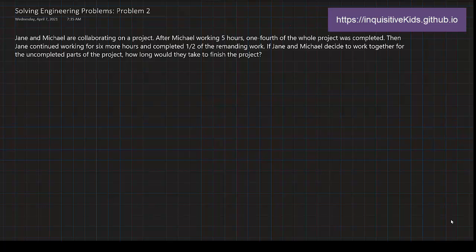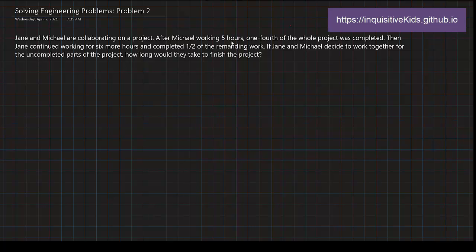Jane and Michael are collaborating on a project. After Michael worked 5 hours, 1/4 of the whole project was completed. Then Jane continued working for 6 more hours and completed 1/2 of the remaining work. If Jane and Michael decided to work together for the uncompleted parts of the project, how long would they take to finish the whole project?